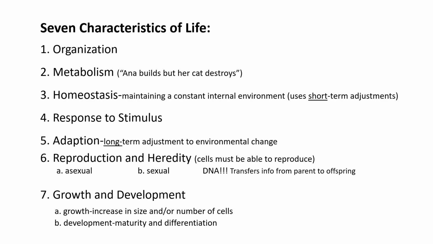The next characteristic is homeostasis. Homeostasis is when living organisms have the ability to control their internal environment to try to keep it constant. And this ability ranges from the simple cell to the complex body systems that all work together. One example is our body's ability to maintain its internal temperature. Now, I want to note that this is a short-term adjustment to a changing environment.